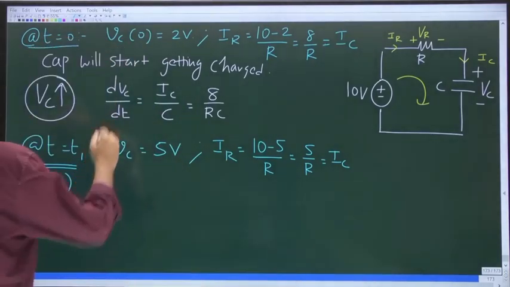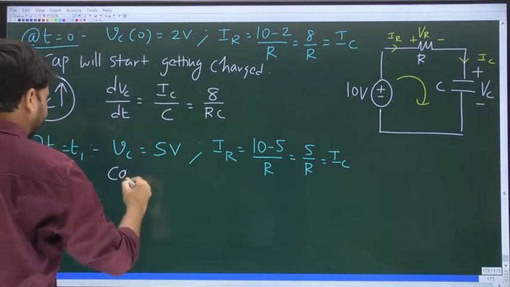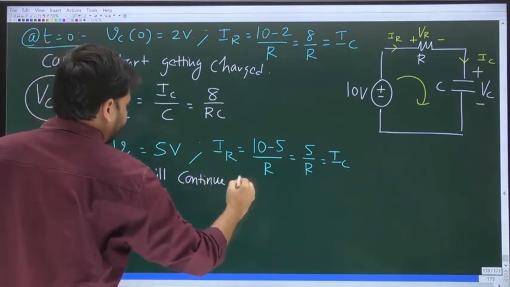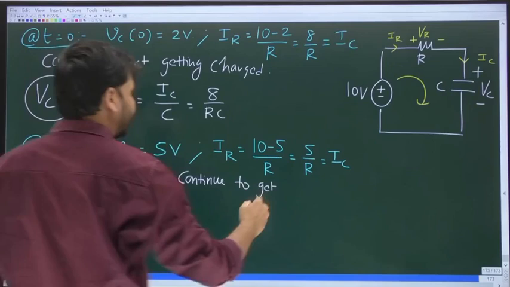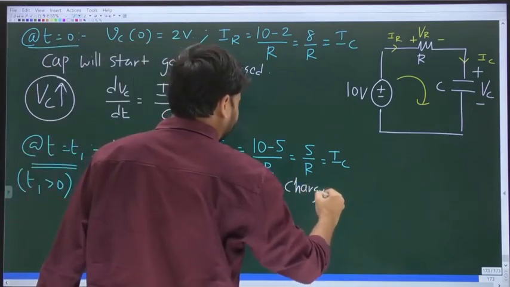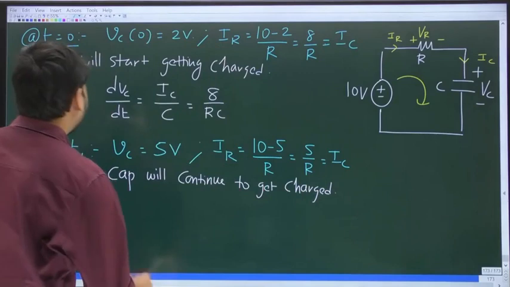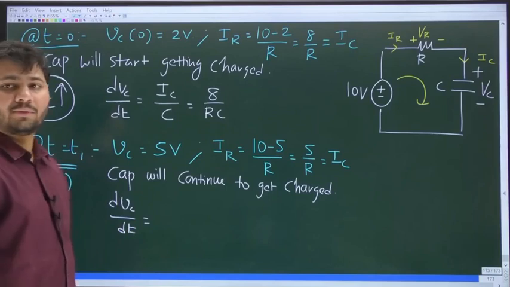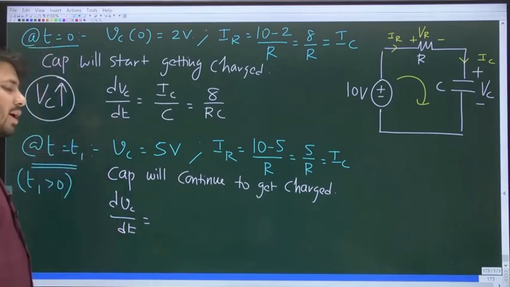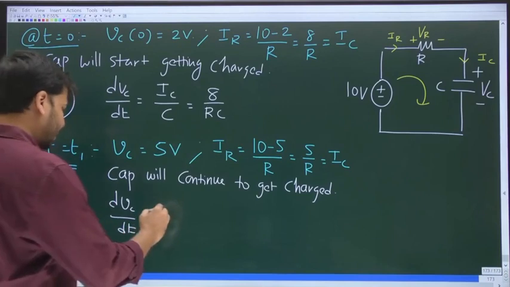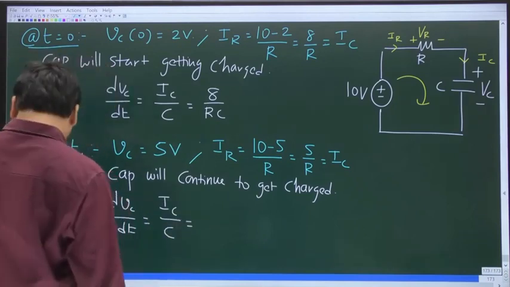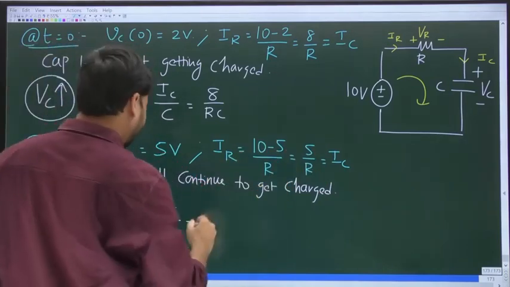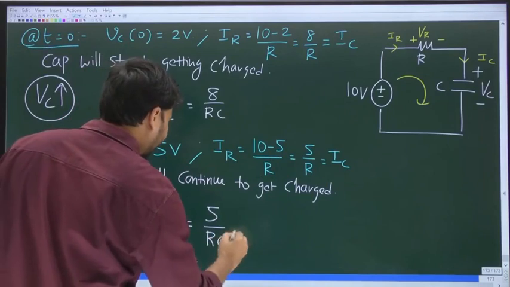So now we should say the cap will continue to get charged. Once again, let me write the value of the rate of change of voltage drop across the cap. Always dVc by dt is given by IC by C, and always IC equal to IR, and now IR is 5 by R. So is it not 5 by RC?